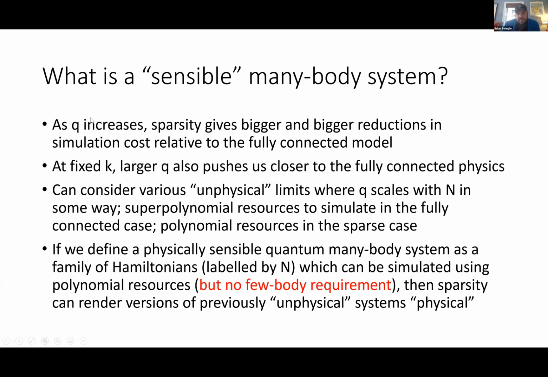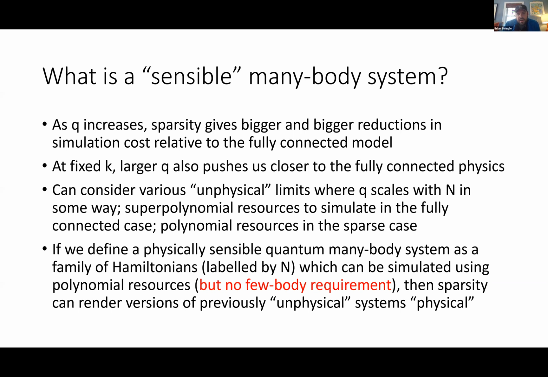In particular, as Q increases in the full model, the simulation cost goes up. You have more and more high-body interactions. But as we saw, when you have sparsity, you get a bigger and bigger reduction in the simulation cost. Now at fixed K, large Q also pushes us closer to the fully connected limit. And people had in the past considered various, with no ill intent intended, what I'll call unphysical limits, where you take Q to scale with n in some way, like Q goes like square root of n.